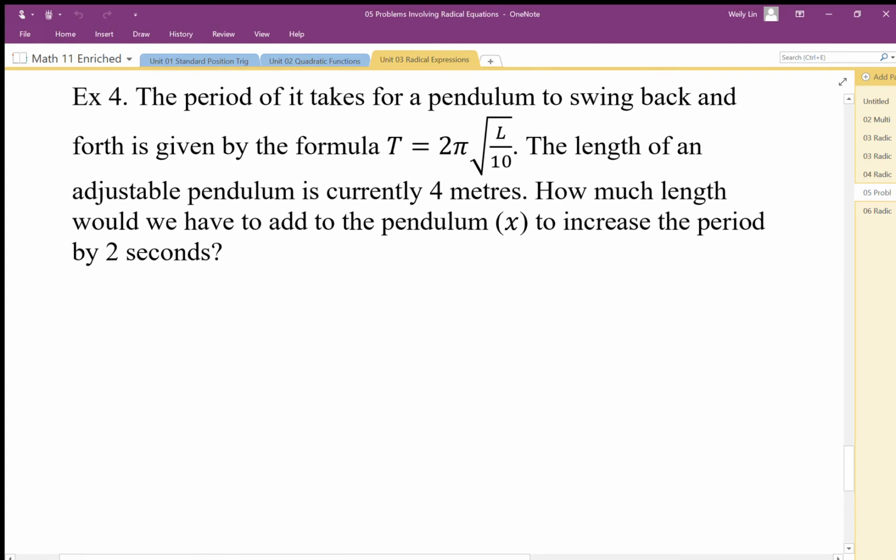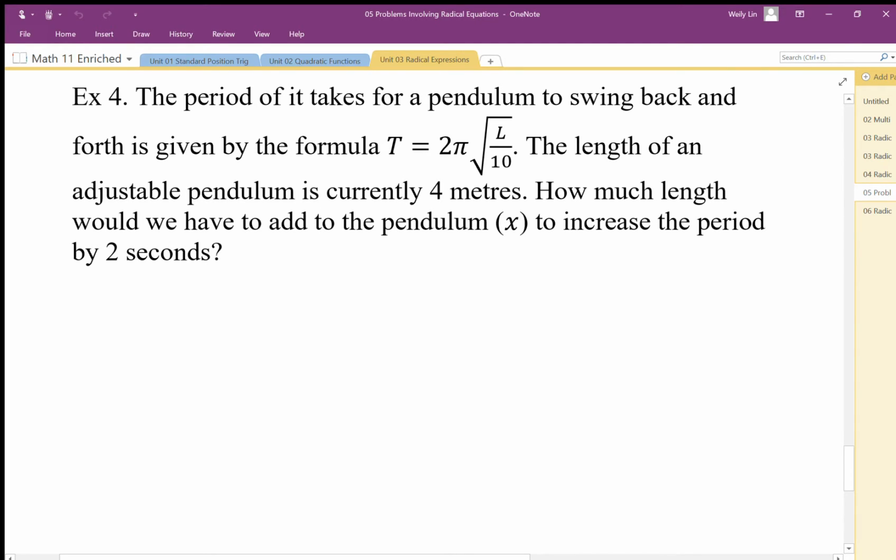The length of an adjustable pendulum is currently 4 meters, so that length changes. How much length would you have to add to a pendulum to increase this period by 2 seconds? Okay, so we need to first interpret this question. We need to add a certain length to increase the period by 2 seconds.